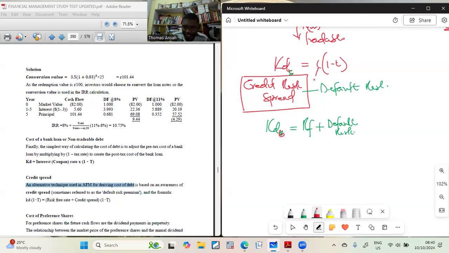So your I will now be the risk-free rate, because the interest here is the combination of your risk-free rate of return plus a default risk. All right, so that is that. Then you still bring your 1 minus T. So basically that is how you calculate your cost of bank loan or non-tradable debt.